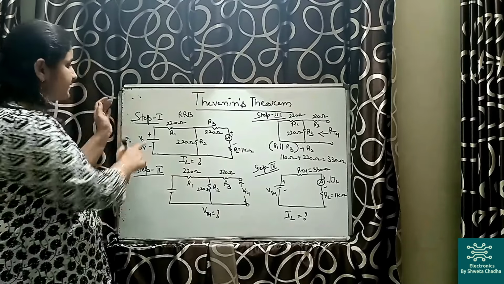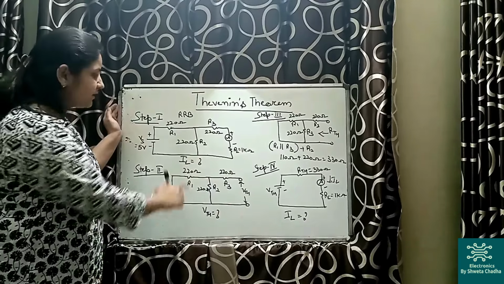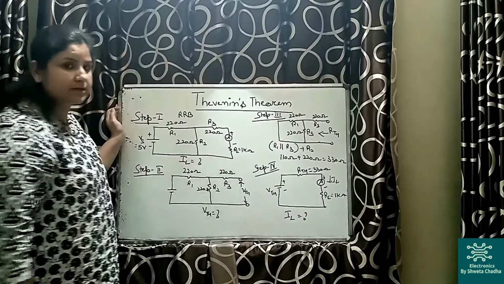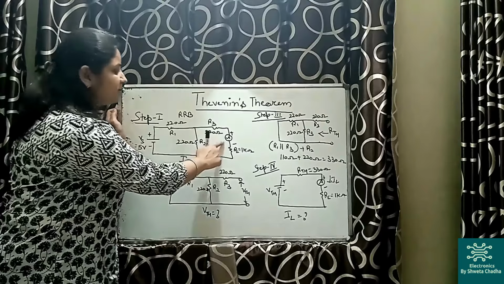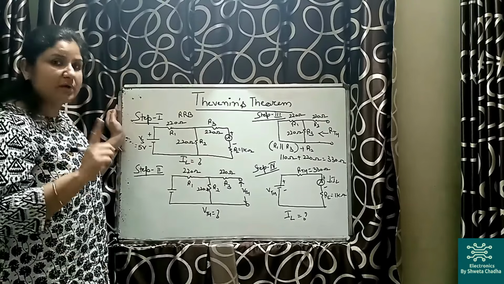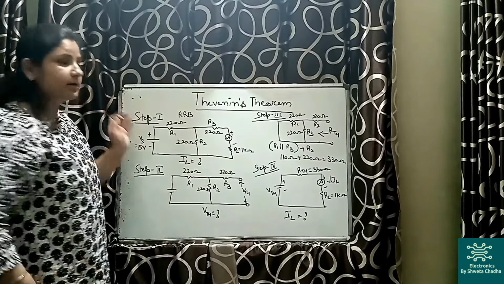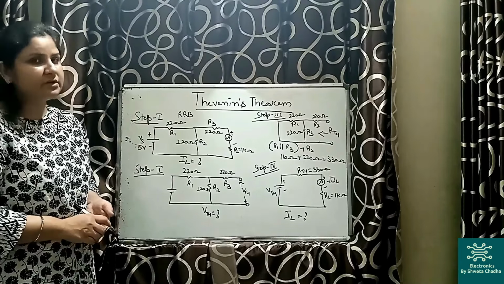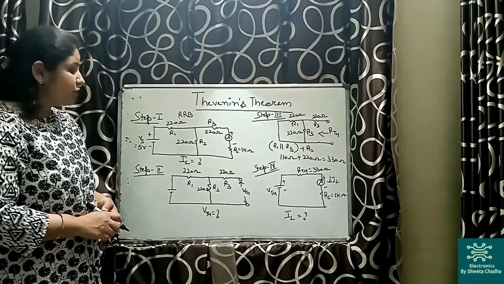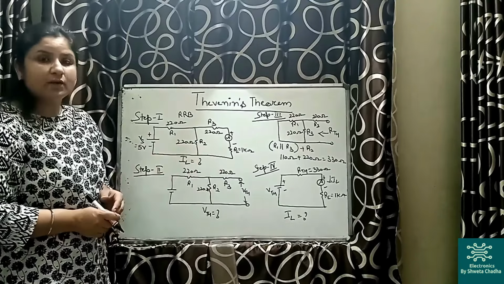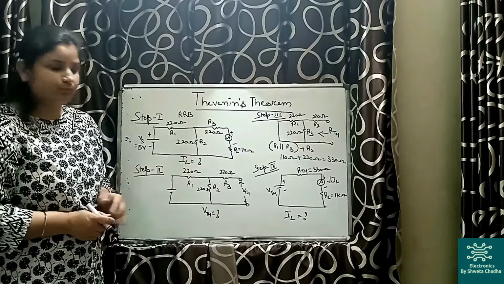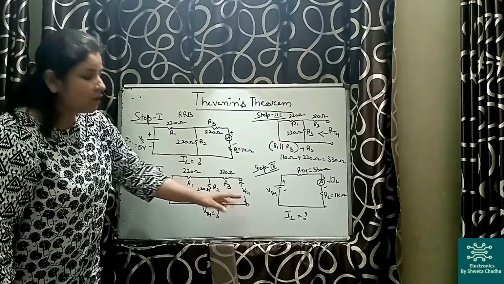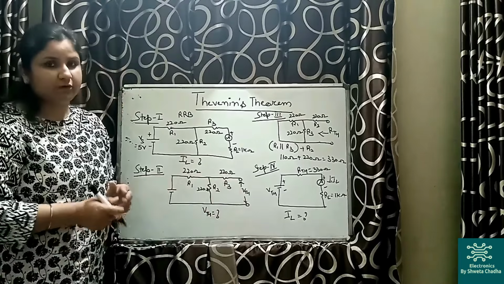Now what is our task? Step number 1: we have to calculate the current IL flowing through load resistance RL, and this can be done with the help of this ammeter. Step number 2, in Thevenin circuit, is to remove RL and calculate open circuit voltage. So we have already removed RL over here.